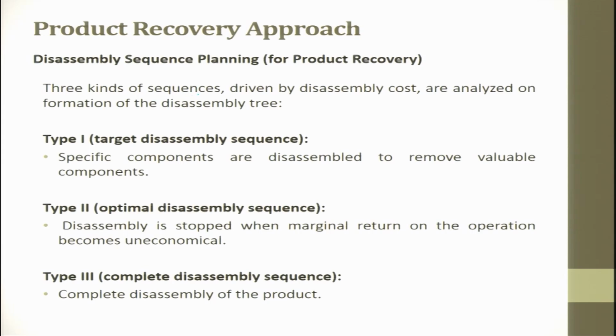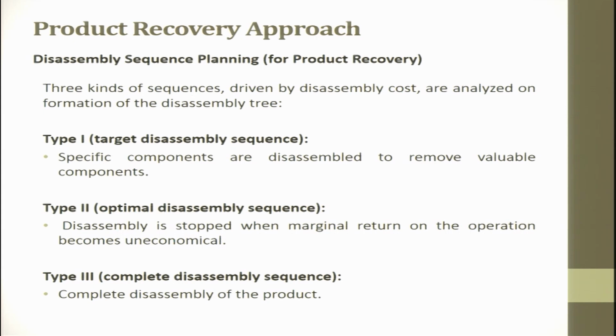Three kinds of sequences are driven by disassembly cost and analyzed on the formation of the disassembly tree. Type 1 is the target disassembly sequence: specific components are disassembled to remove valuable components. For example, you remove some 10 bolts and nuts and you recover a complete engine. Then there is the optional disassembly sequence, where disassembly is stopped when marginal returns on the operation become uneconomical.